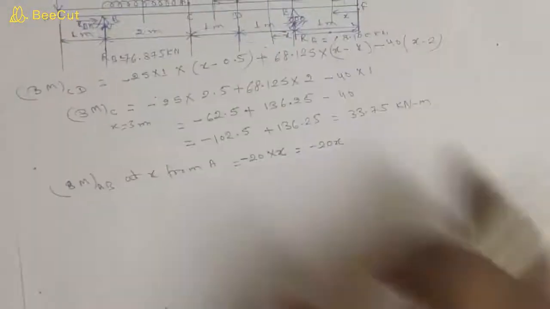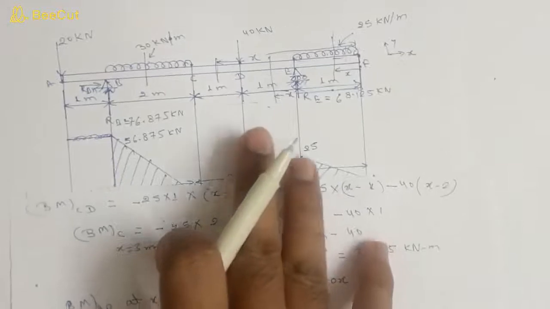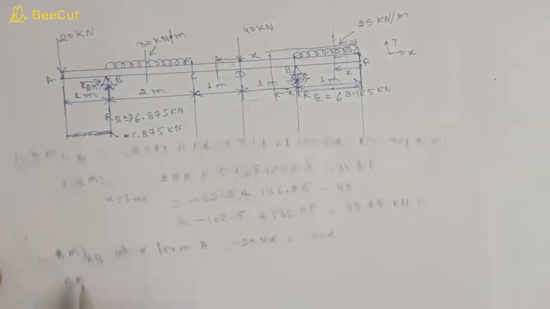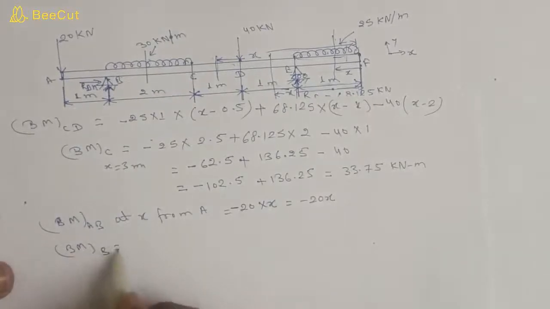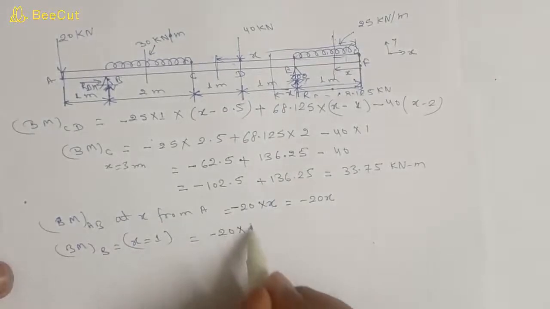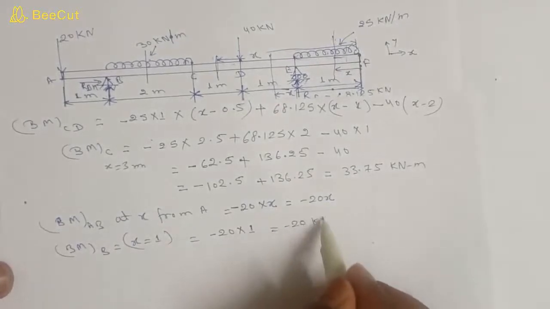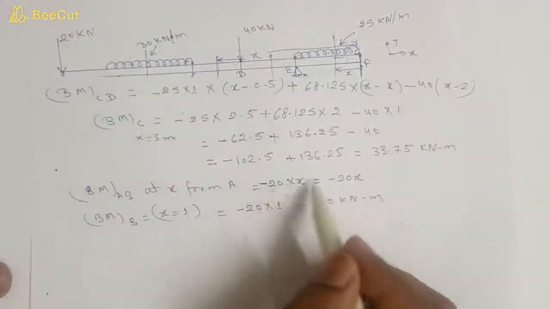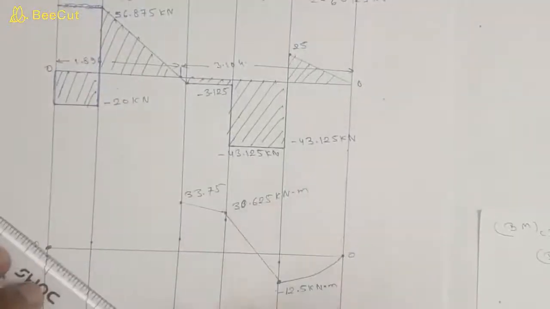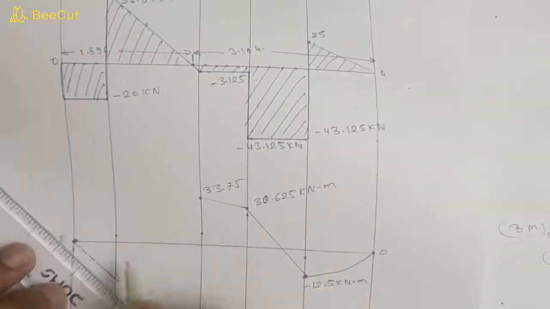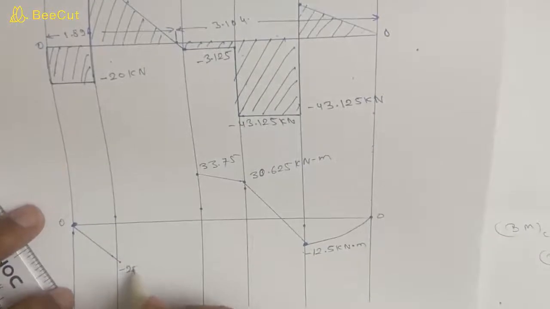Now bending moment at distance 1 meter. Bending moment at B, x is equal to 1 meter, equal to minus 20 into 1, so it will become minus 20 kilonewton meter. So we'll draw it, and it is the equation of an inclined line, only x, so we'll draw it. It will become minus 20. So this is minus 20.